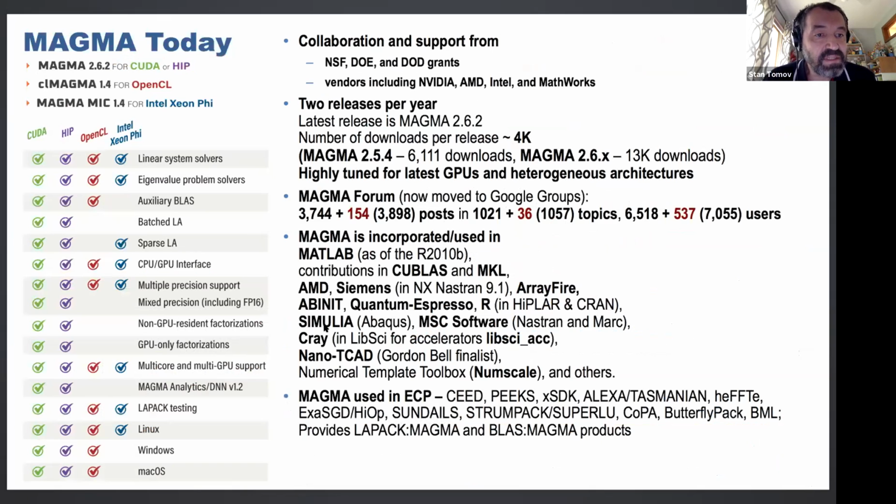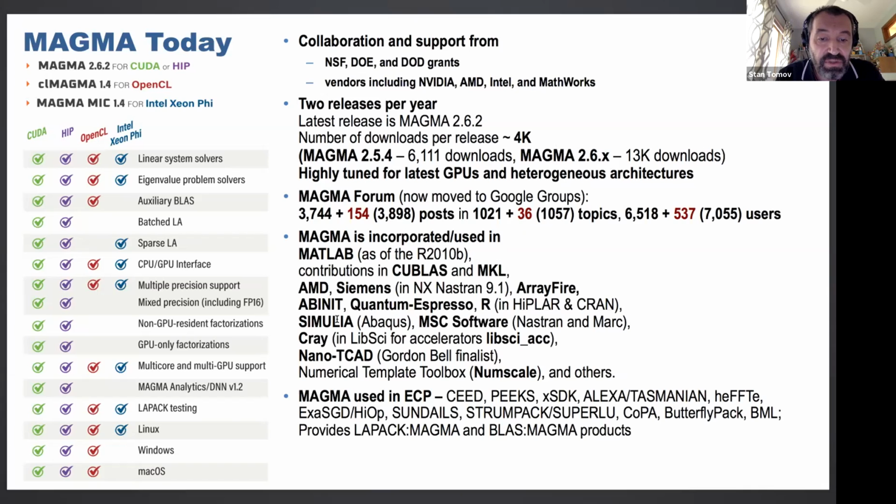This is what MAGMA is today. Mostly what we are concerned with here is the support for CUDA and HIP, and we have pretty full support over the different routines. We have about 2 releases per year. The number of downloads is about 4,000 per release, although the last few have picked up with significantly more. For example, the latest, 2.6.2, has been downloaded 13,000 times so far.